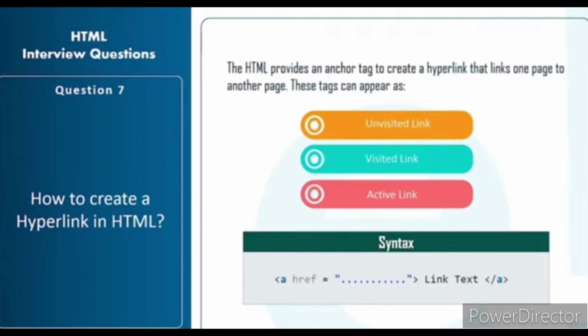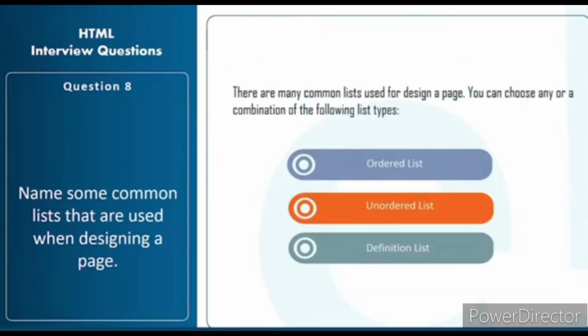And the next question is, name some common lists that are used when designing a page. There are many common lists used for design in a page. You can choose any or a combination of the following list types: ordered list, unordered list, definition list.